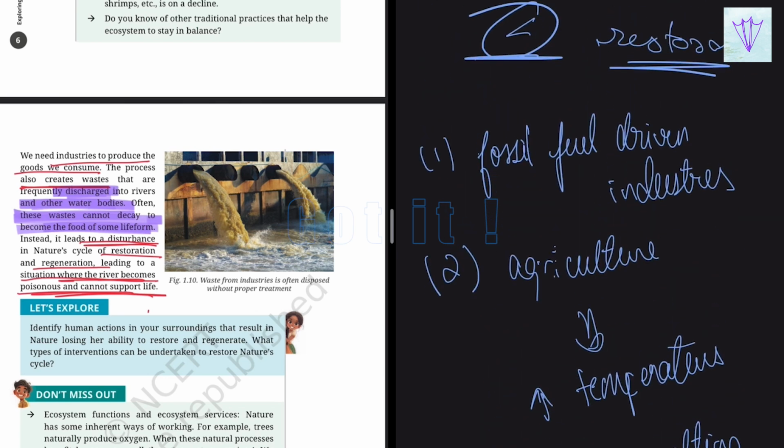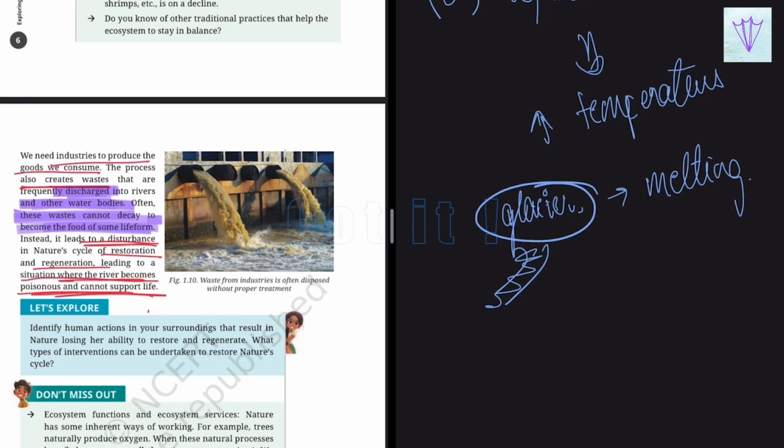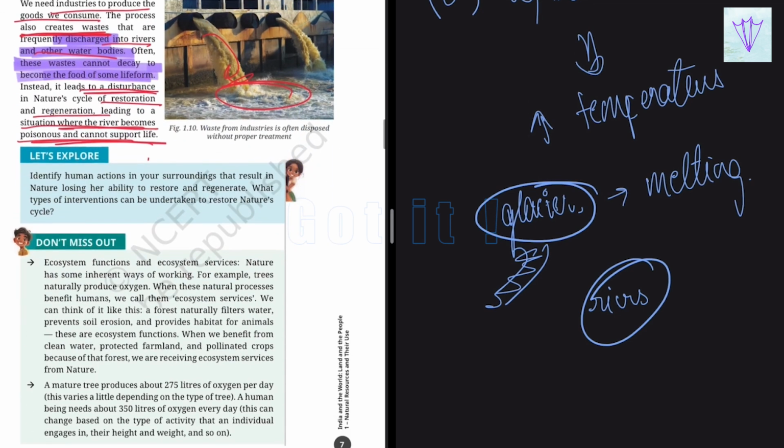So obviously we need the industries to produce the goods we consume. But this also creates waste. Industries release wastes, and they discharge them into the rivers and other water bodies. When it is mixed up in rivers, it becomes poisonous to the water bodies and also to the people who are using these rivers for their water needs. So it cannot support life, and the river will become poisonous.